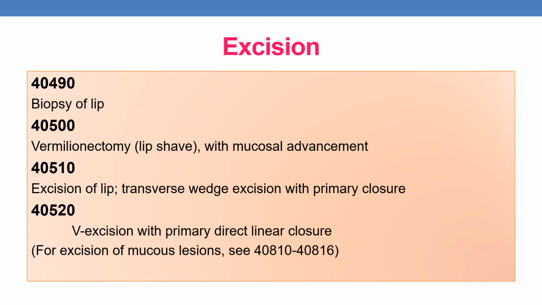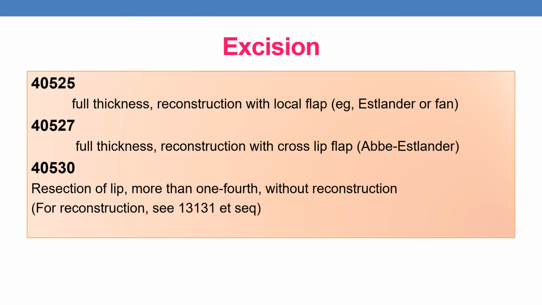For excision of mucous lesions, you need to refer to 40810 to 40816. The next CPT is 40525. It deals with excision of lip, full thickness, reconstruction with local flap. The next is 40527. It deals with excision of lip, full thickness, reconstruction with cross lip flap. The next is 40530. It deals with resection of lip more than 1/4 without reconstruction. And for reconstruction, you need to see the CPT sequence 13131.